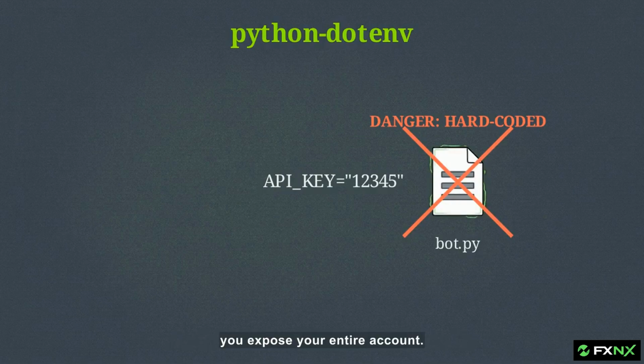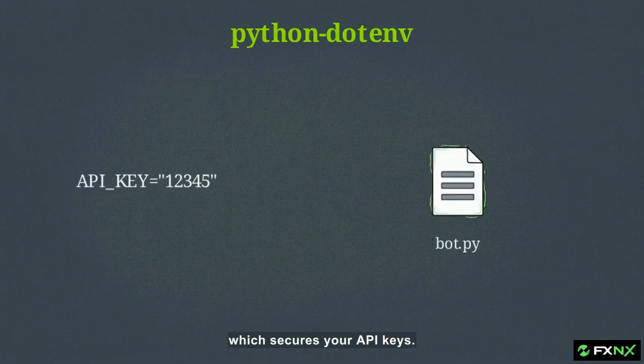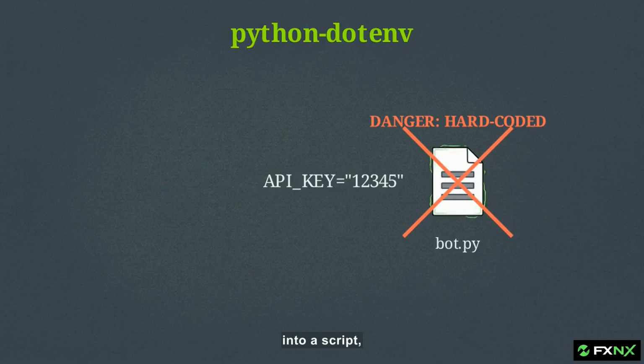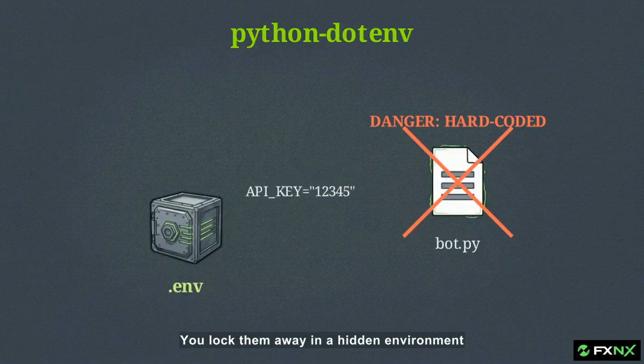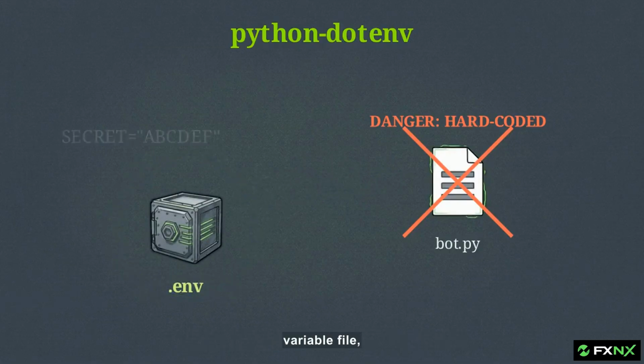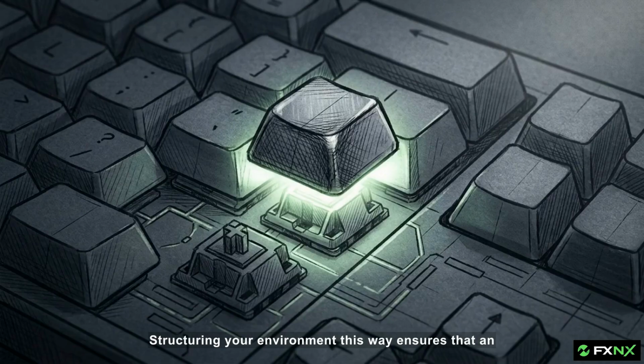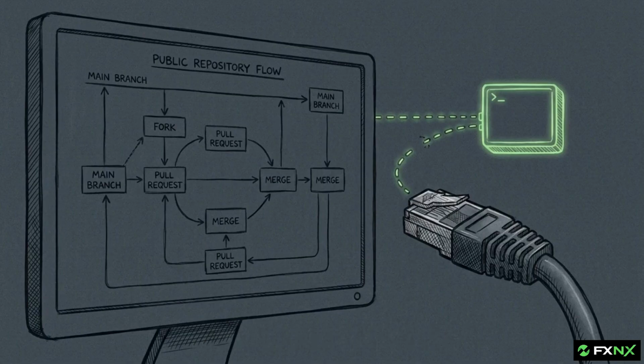The third library is python-dotenv, which secures your API keys. If you hardcode your login credentials directly into a script, you expose your entire account. You lock them away in a hidden environment variable file, completely partitioned from the rest of your system. Structuring your environment this way ensures that an accidental keystroke, a rogue library update, or a public code commit cannot compromise your live market connection.